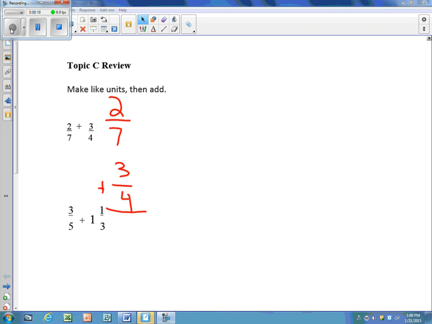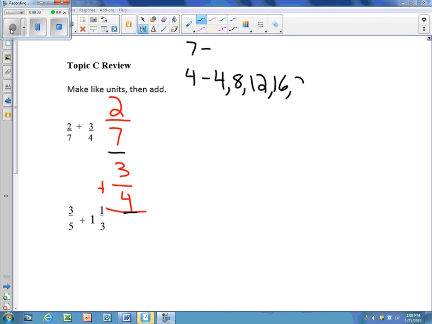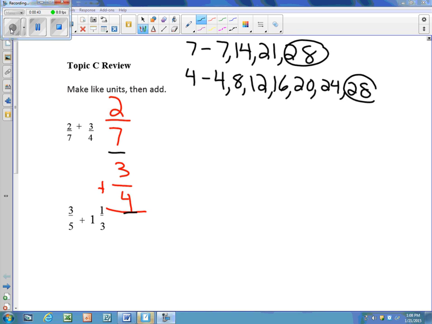Then I'm going to list out, using my denominators, some multiples till I find one that is common. So I'm going to skip count. And then I'm going to skip count up here. And I see that 28 is a common denominator. So I'm going to change both of these to 28.